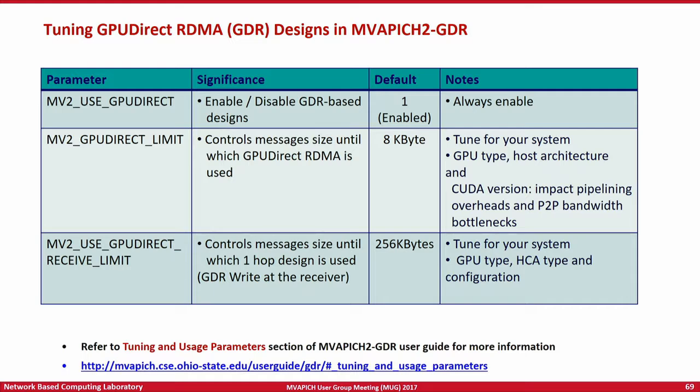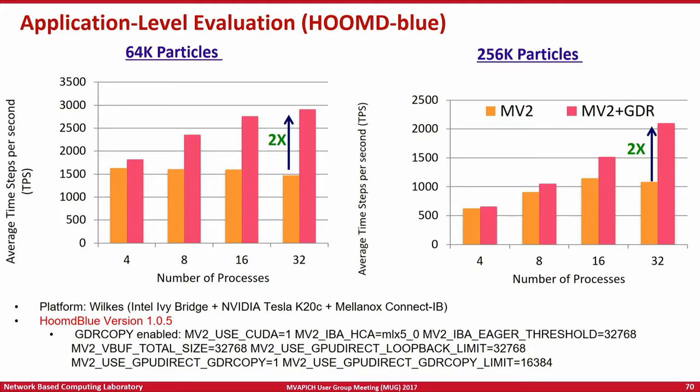Just like with MVAPICH2, you have different process-to-rail mappings as well as rail sharing policies. And these are the kind of benefits that you can get, and this is fairly obvious: you get much better bandwidth if you are using 2 rails, as opposed to 2 HCAs as opposed to 1. So this is something fairly obvious.